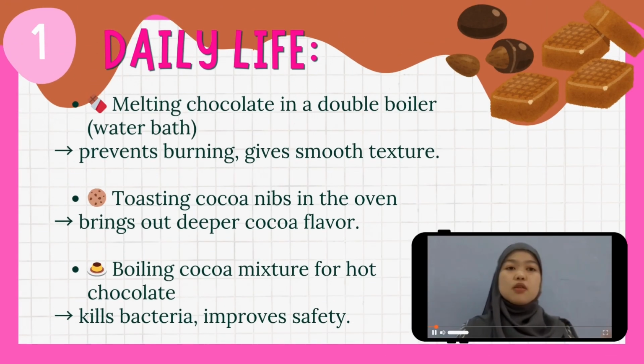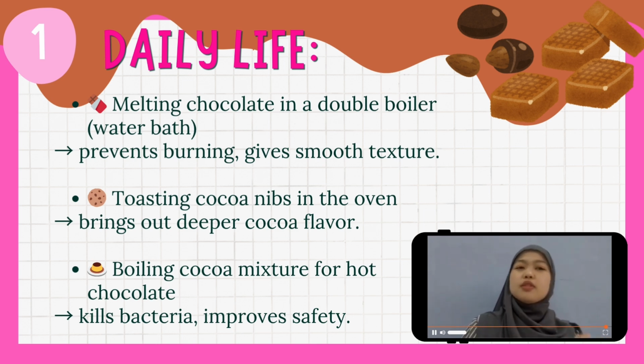Daily life, let's talk about what we do at home. Melting chocolate in a double boiler instead of melting it directly over fire, we use a water bath. This prevents the chocolate from burning and the result is a smooth creamy texture perfect for coating or dipping.